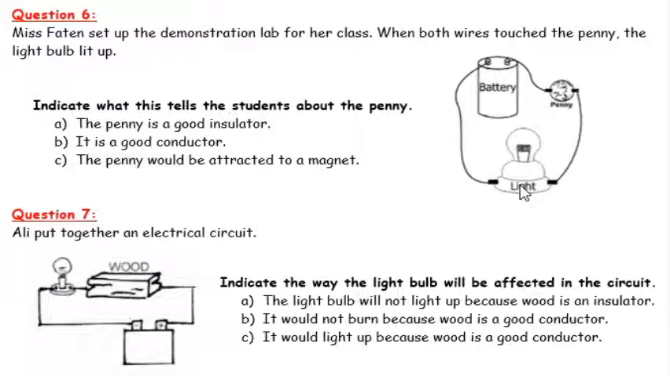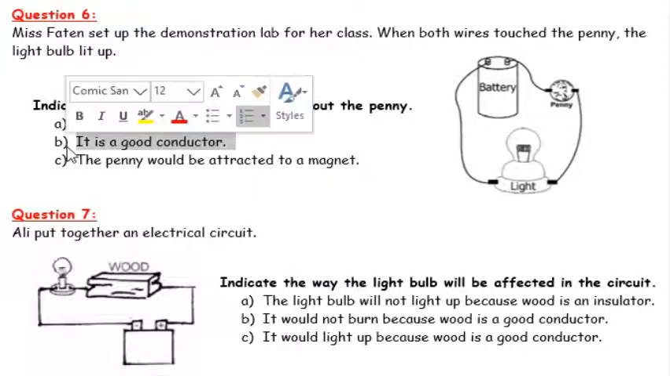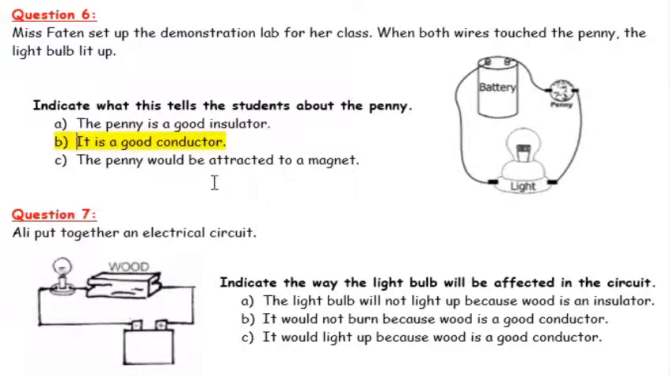So, some materials, as we said, called conductors, let electric charges move through them easily. So we call them conductors. Insulators do not. In the circuit, since the light bulb lit up, that means that the penny lets the electric charges go through. So this is a complete circuit with the penny. So we can easily tell that the penny is a good conductor. So this is what we have to choose. The penny is a good conductor.